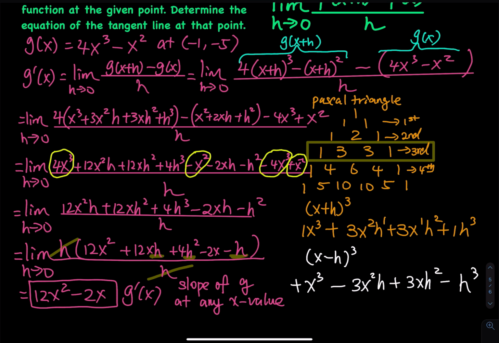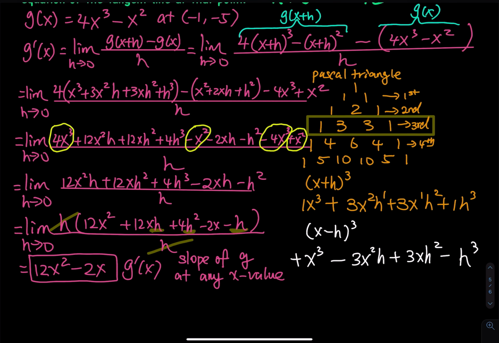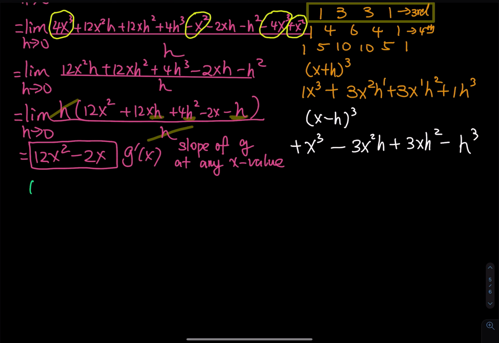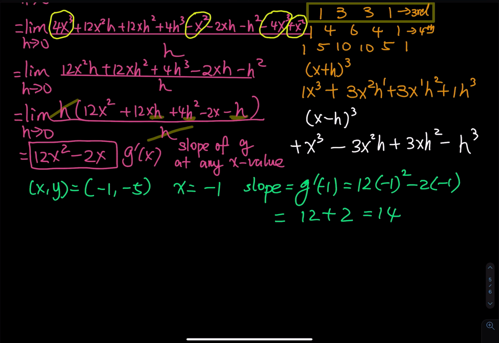And then what about the tangent line? So we are trying to build a tangent line. So let's switch to another color. So now we are building the tangent line. What's the point? -1, -5, right? So the point is -1, -5. So that means x is equal to -1. So the slope is equal to g prime of -1, 12 times -1 squared, right? And then minus 2 times -1. So that is equal to 12 plus 2. That is equal to 14.